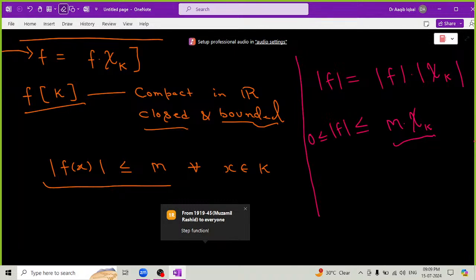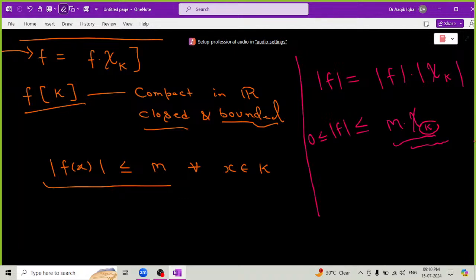So therefore this is a measurable function, and this k has finite measure. So therefore m times chi sub k is a simple function. Simple function means it's an integrable function. This is integrable. So ये कौन सी situation है फिर? It's a scenario where this function f is squeezed between two integrable functions, because 0 is also integrable.